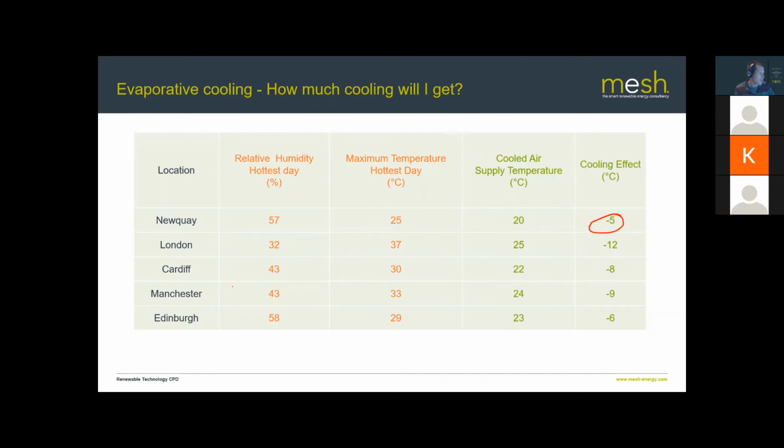And then you can see in other areas, again, sort of Edinburgh, where you've got a relatively high humidity, 58%. Again, it's relatively close to the coast, and you've got the prevailing westerly wind there. You'll get a slightly smaller cooling effect of just 6 degrees there, but that still gives you a 23 degrees air-off temperature, which should be enough for most applications. So you can see it's pretty effective for the UK.